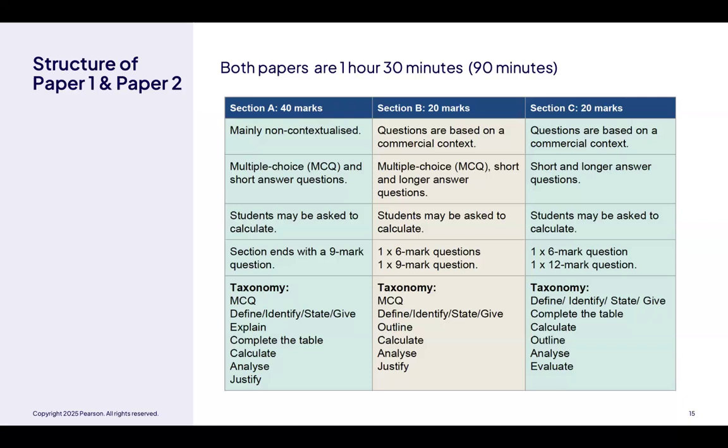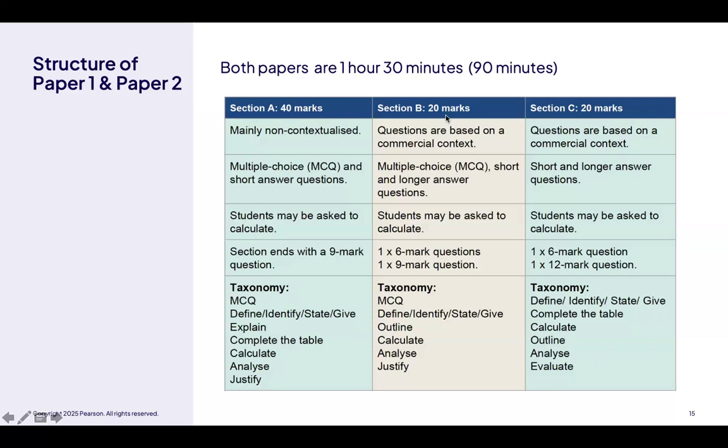Section A is worth 40 marks. Notice that it says there non-contextualized, largely not based on a particular business context. So I'm still in section A. We have multiple choice questions, calculation questions, and then the taxonomy. And what I mean by taxonomy, these are the command words that will be used in section A.